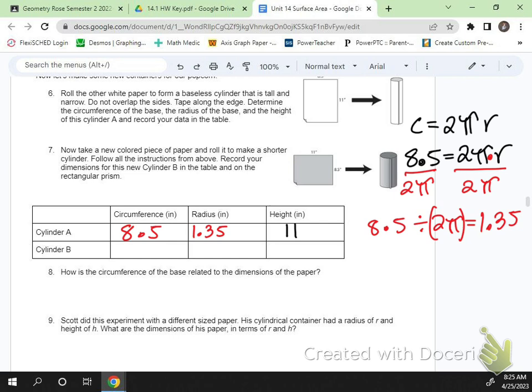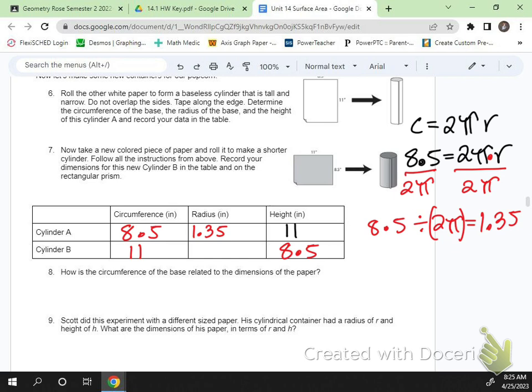Here we go. Here's cylinder B. How tall is cylinder B? It's 8.5. Oh, good. And what's the circumference this time on cylinder B? 11. And now we just got to figure out the radius. What equation am I going to use to find the radius? 11 divided by 2 pi.